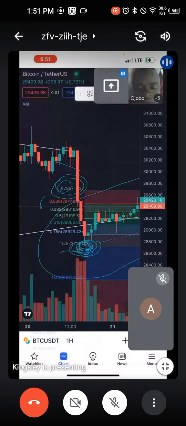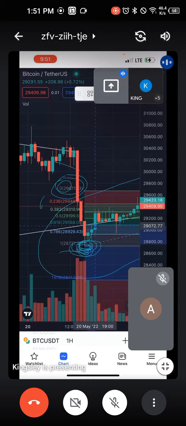Now look at how the thing has been playing out. We are going up, and then what happens? Immediately if we break this level, then we are likely going to hit the next candle. Let's just go through these candles one by one.